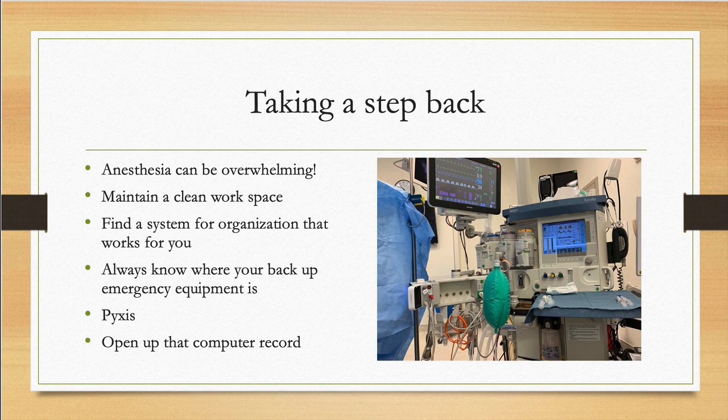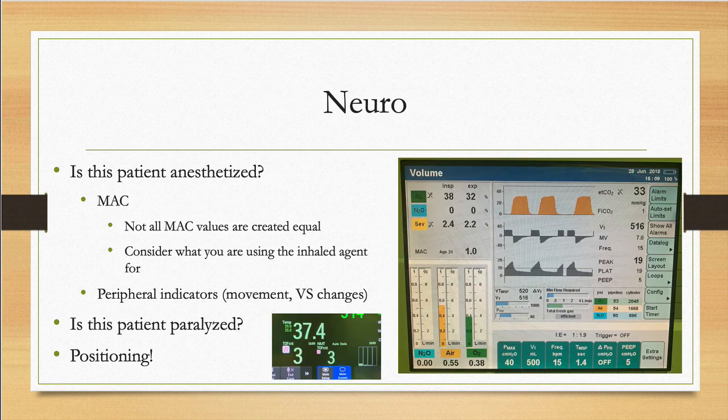and accurately obtain information necessary for the anesthetic record. Okay, the first system that I assess when I am looking at an anesthetized patient is the neurologic system, and I take a head-down approach. The first two questions that I ask myself are, is this patient anesthetized, and is this patient paralyzed? And deciding if a patient is anesthetized is somewhat easier with inhaled agents, simply because we have the MAC value that can help us estimate how anesthetized the patient is.